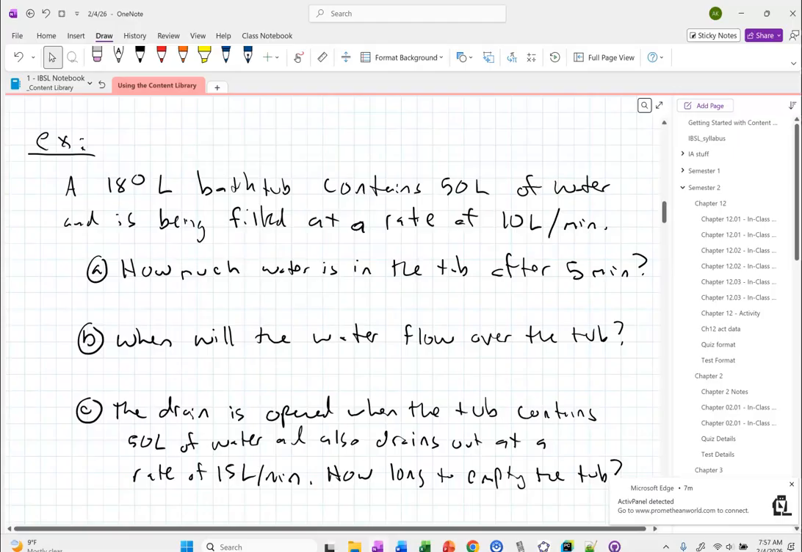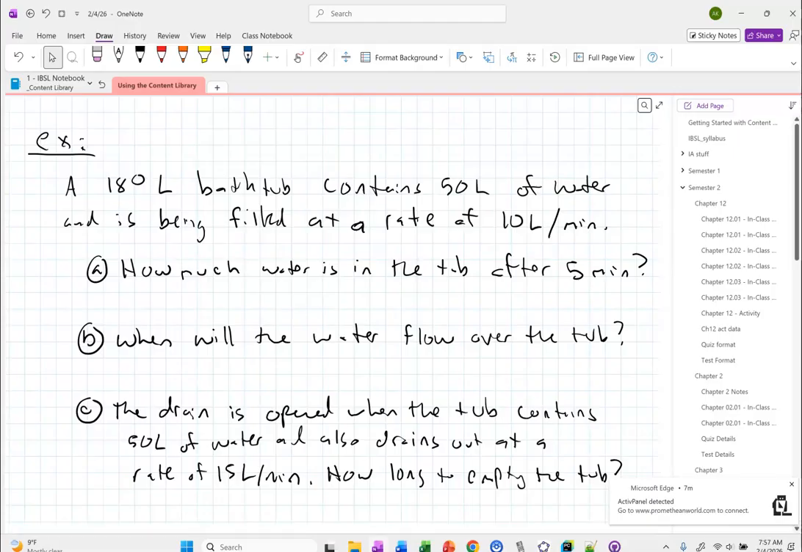Now we can use one of these sequences to model some real world behavior. So this says a 180 liter bathtub contains 50 liters of water and is being filled at a rate of 10 liters per minute. How much water is in the tub after 5 minutes?